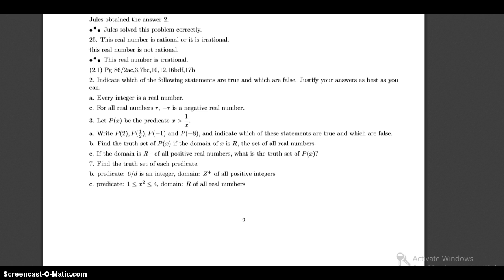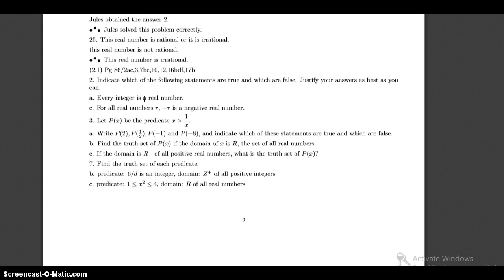Part C, for all real numbers r, negative r is a negative real number. By the way, you will use the definition, what numbers are integers, what numbers are real numbers, and use these to determine if A is true or not. For C, it says for any real number, r here represents a certain real number. And a real number, like I said, could be any number. It could be positive, negative, or 0. For example, 1/2 is a real number, and -3 is also a real number. 0 is also a real number.